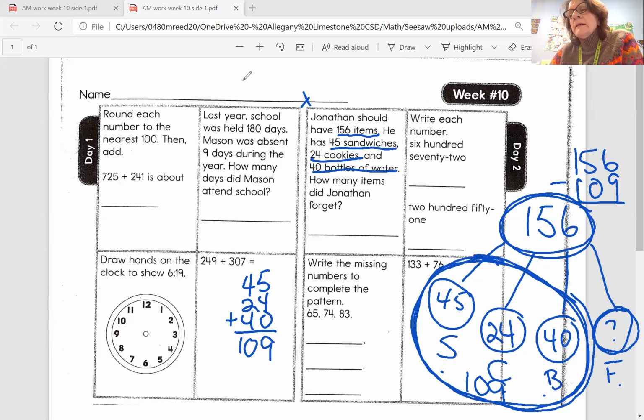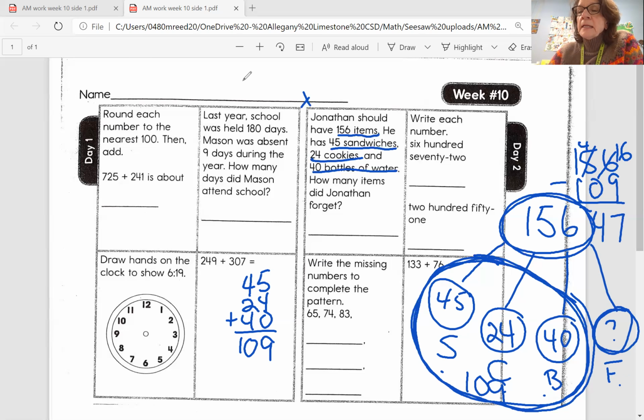Can't take 9 ones from 6 ones, so I have to unbundle. I'll be left with 4 tens. Good news is instead of 6 ones, I have 16 because I got 10 from my tens place. 16 minus 9 is 7. 4 minus 0 is 4. 100 minus 100 is 0.